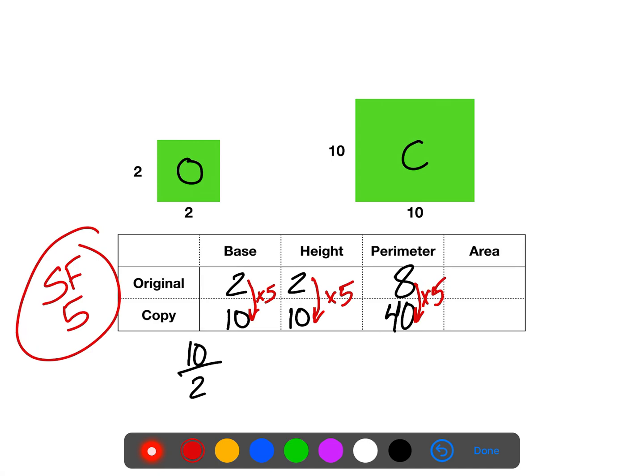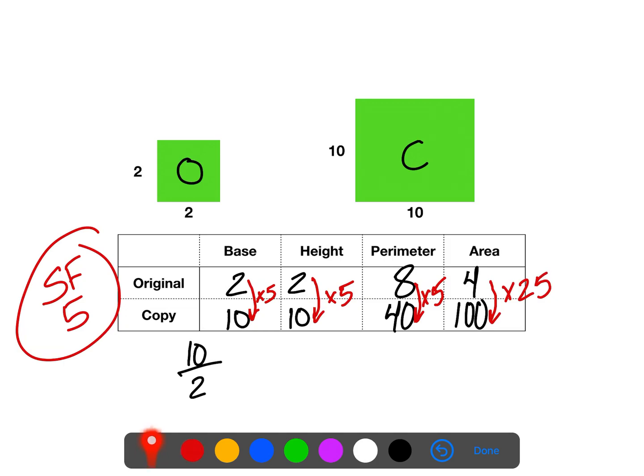So let's see what happens to the area. To find the area of the square, I'm going to multiply the 2 sides, or 2 times 2. So the area here is 4 square units on the original. 10 times 10 on the copy is going to give me 100 on the scaled copy. So what number can I multiply 4 by to get 100? I would have to multiply by 25.